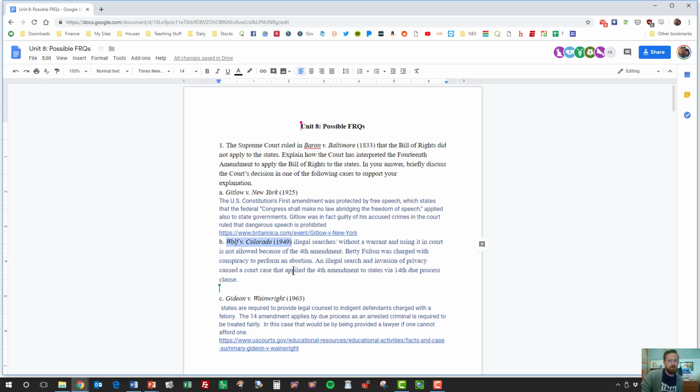Obviously, I think we wouldn't talk about Wolf because we don't know it. So Gitlow, here are the words you need to include in your answer: the 14th Amendment incorporated the First Amendment via the 14th Amendment Due Process Clause. Freedom of speech was incorporated via the 14th Amendment Due Process. And then Gideon, same thing. The 6th Amendment, right to a lawyer, was incorporated via the 14th Amendment's Due Process Clause.